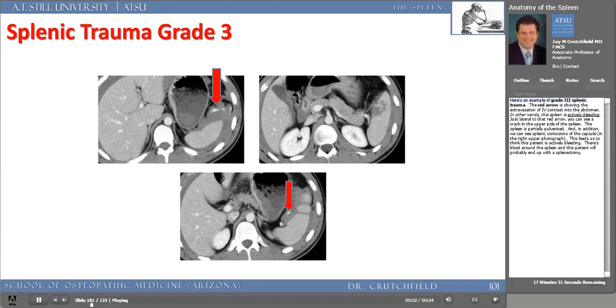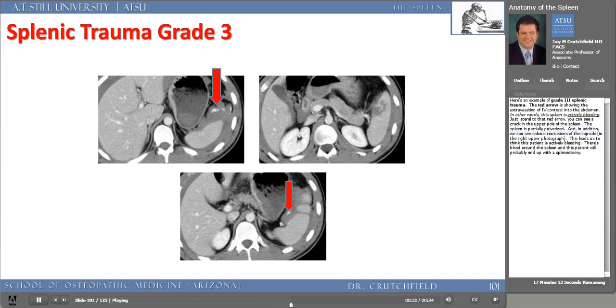Here's an example of grade 3 splenic trauma. The red arrow is showing the extravasation of intravenous contrast into the abdomen. In other words, this spleen is actively bleeding. Just lateral to that red arrow, you can see a crack in the upper pole of the spleen. The spleen is partially pulverized.